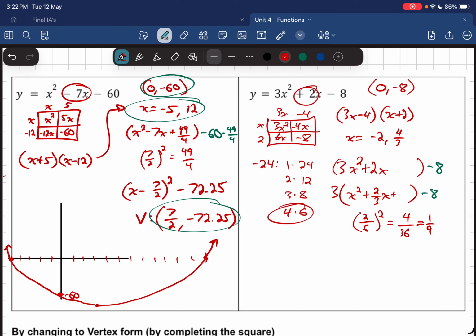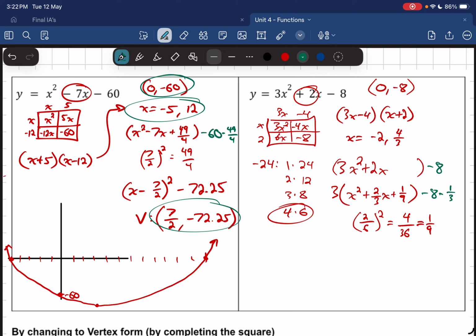Which gives me 1 over 9. So if I add 1 over 9 here, I have to then subtract not just 1 over 9, but remember, if I redistribute this 3, this actually becomes 3 over 9, right? So I actually added 3 over 9. So I'm going to subtract then 3 over 9, or 1/3.